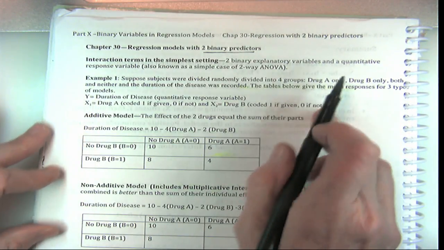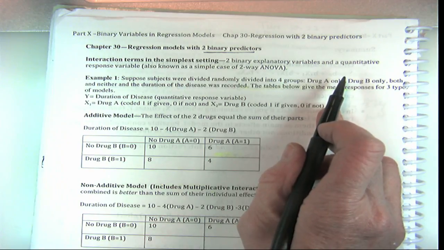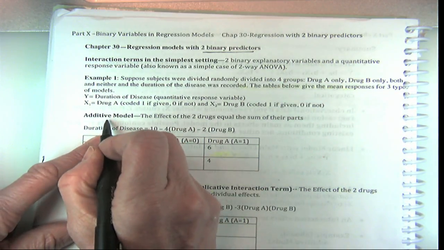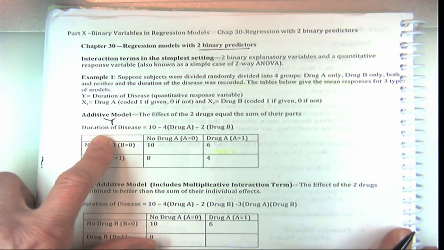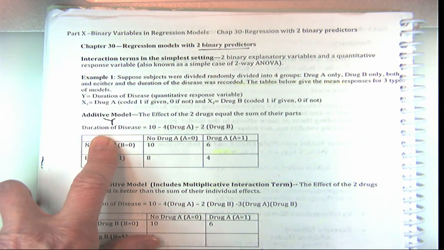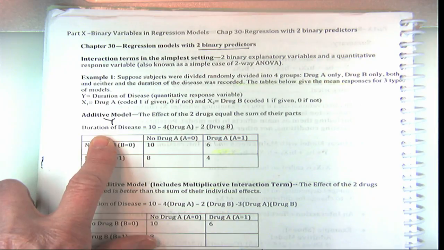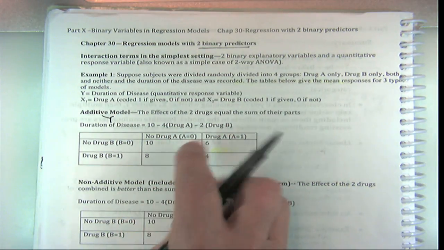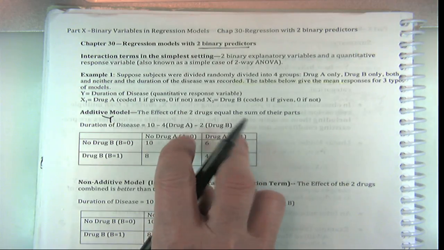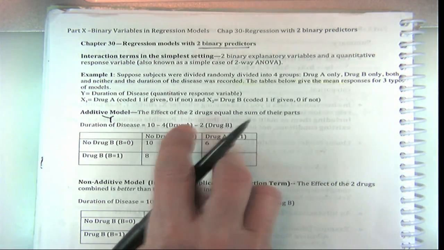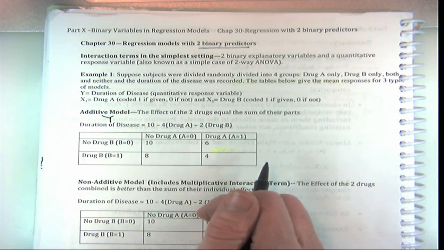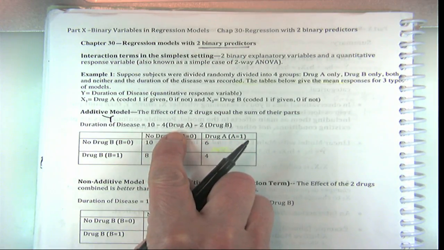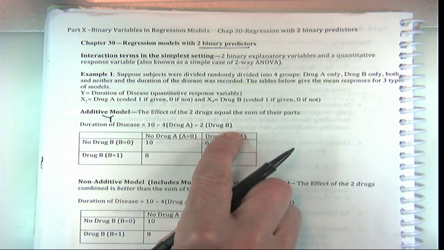We're going to have a quantitative response variable, a quantitative y variable. We're going to look at duration of disease, how long some disease lasts, and see how drug A and drug B affect that. So drug A could be X1, whether people take it or not. It's a binary variable, and so is whether you take drug B.